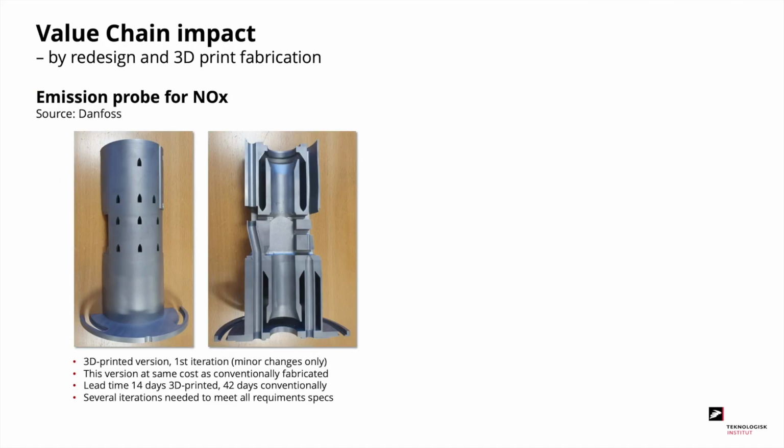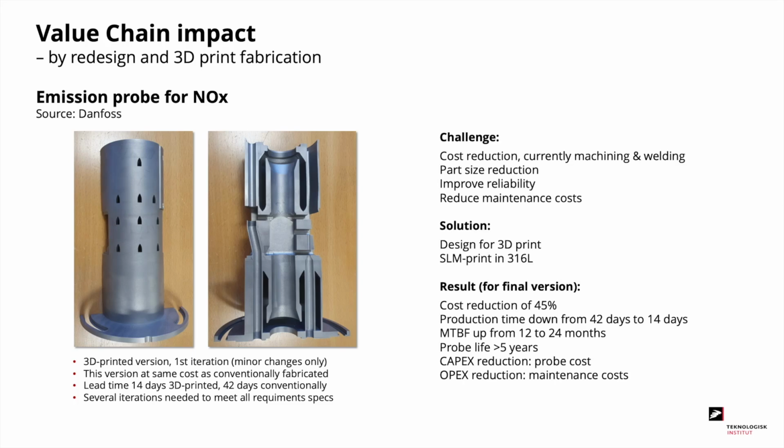The last example is an emission probe for measuring NOx gases, and that's a Danfoss example again. The pictures show a 3D printed version. That was the first iteration, and that version has the same cost as the conventionally fabricated, although it is produced much faster, in 14 days compared with the 42 days conventionally. Several iterations were needed to meet all requirement specifications. The challenge here is to reduce the cost.